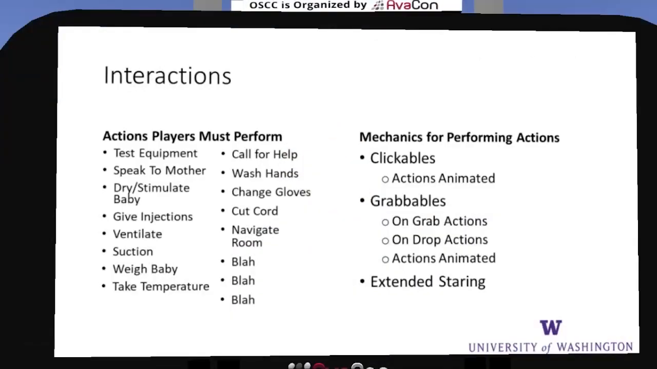So there are all kinds of interactions they need to be able to perform, such as testing equipment, giving injections, talking to the mother. And it was really important to us that this experience be as immersive and interactive and hands-on as possible. So that led to a major challenge. So we decided that the players would be able to interface with the world through three basic means: clickables, grabbables, so where you can pick up an object and then drop it elsewhere, and then just extended staring.